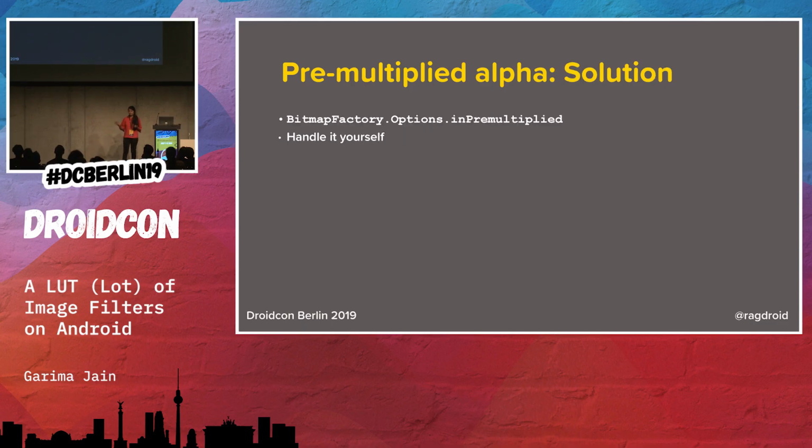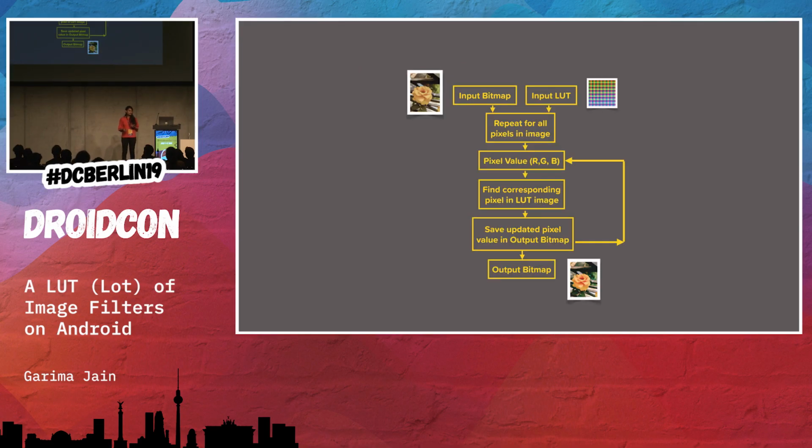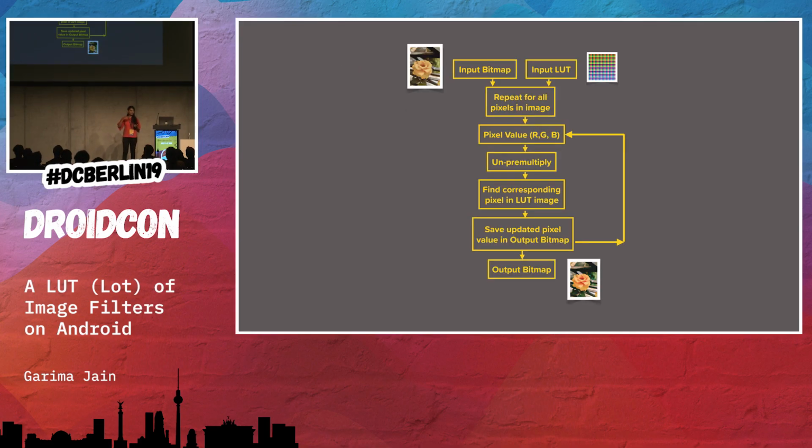And the first solution is we could load up the bitmap as non-pre-multiplied alpha, and that would not pre-multiply this. But Android does it for a reason, to improve performance. So instead, we decided to handle it ourselves. We added a step within our pipeline. When we get a pixel value, we will un-pre-multiply it.